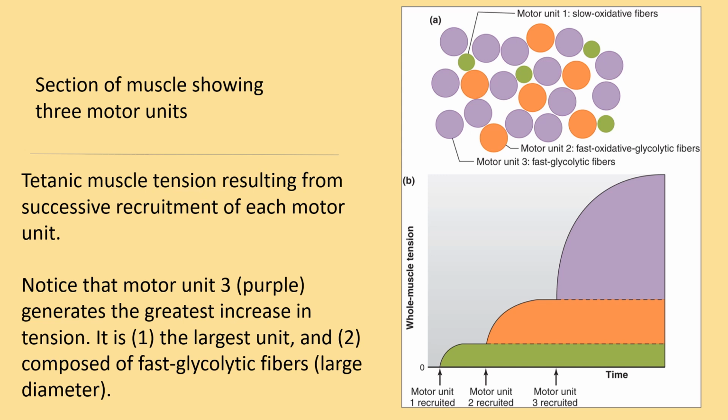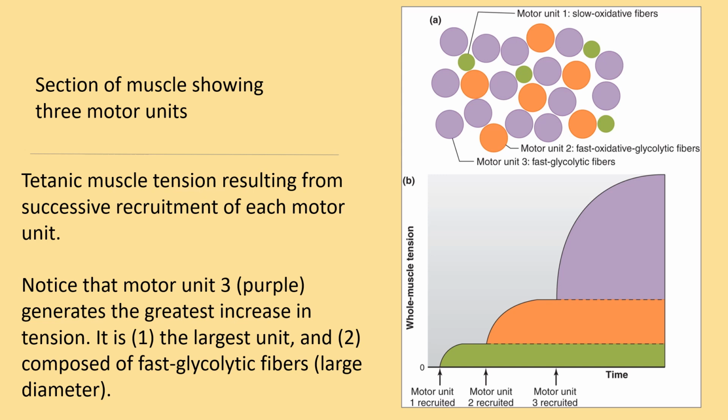So let's look at panel A. In panel A, we're looking at a cross section through a particular muscle in your body. I don't know which one, pick your favorite muscle. I like the sternocleidomastoid. That's a muscle that runs sort of from behind your ear to your clavicle.